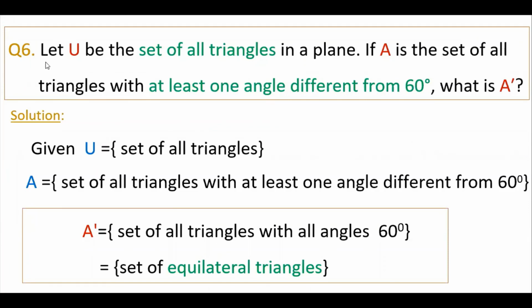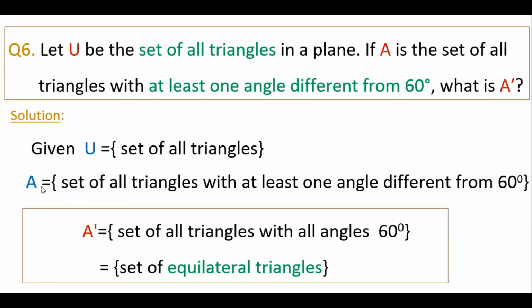This is the sixth question. Let U be the set of all triangles in a plane. If A is the set of all triangles with at least one angle different from 60 degrees, what is the complement of A? So here the given universal set is the set of all triangles, and the A set is the set of all triangles with at least one angle different from 60 degrees. That means it is not 60 degrees.